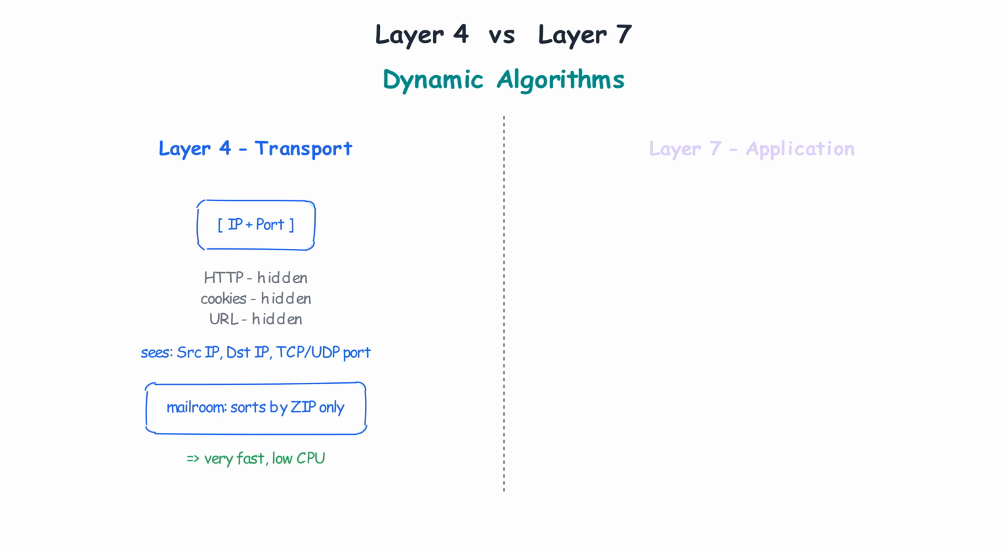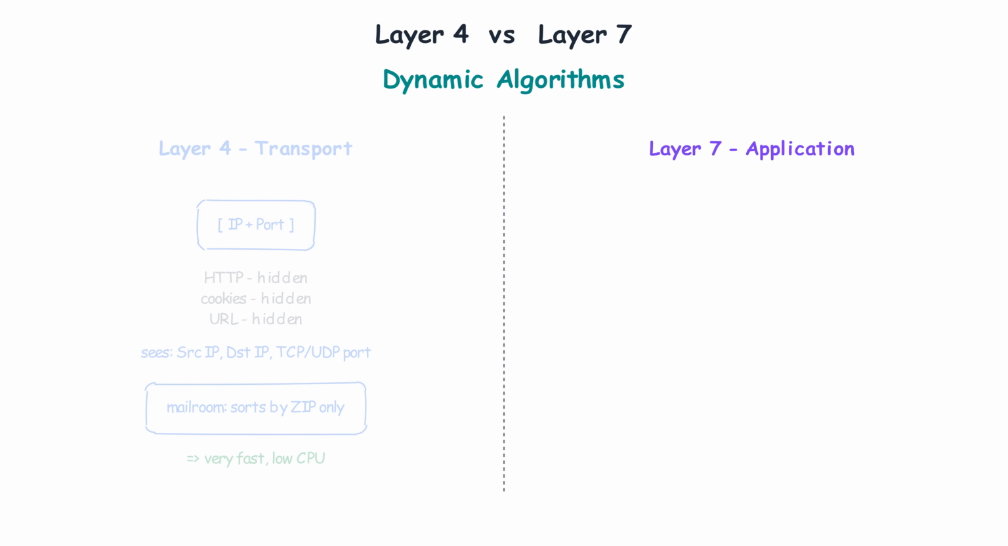Because it doesn't spend time opening and inspecting the package, Layer 4 load balancing is incredibly fast, highly efficient, and consumes very little CPU power. It's built for raw network speed. On the other hand, Layer 7 load balancers operate at the application layer. This means they are completely application aware.